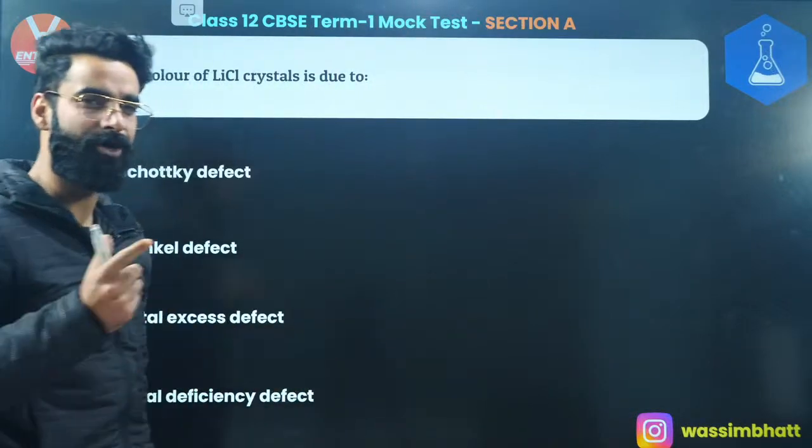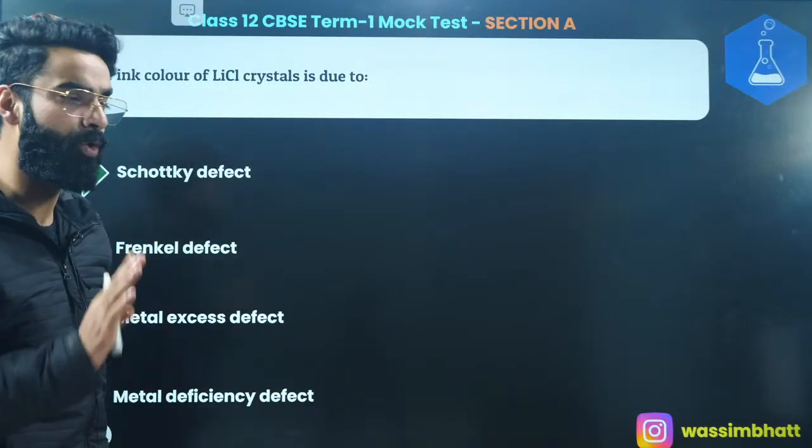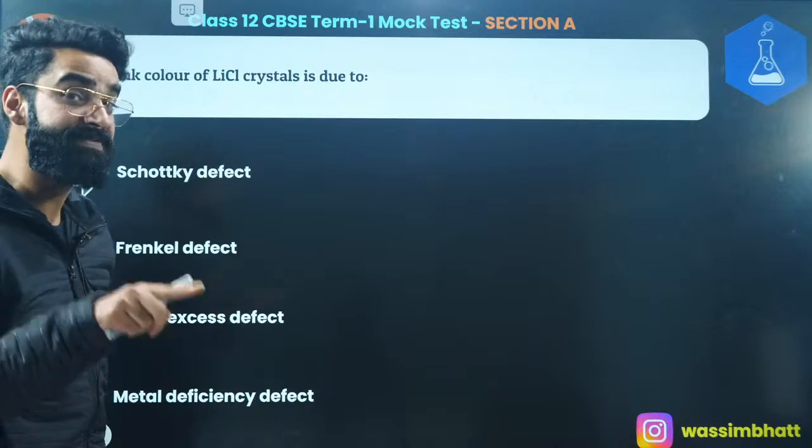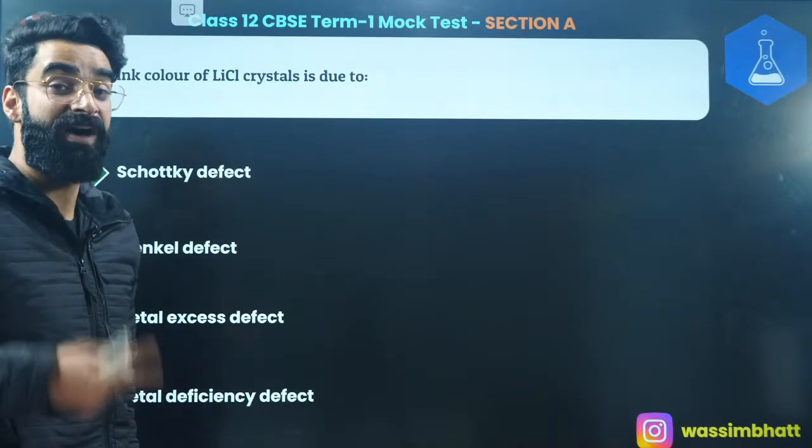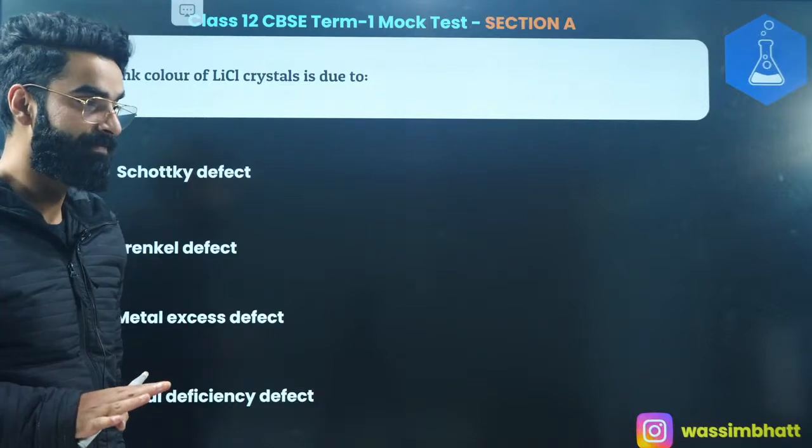First, give it a thought. Color in the crystal is due to what? Is it due to the presence of F center? Right? It is due to the presence of F center, where F stands for Farbe. Farbe means color.